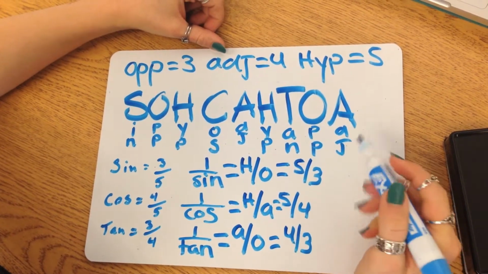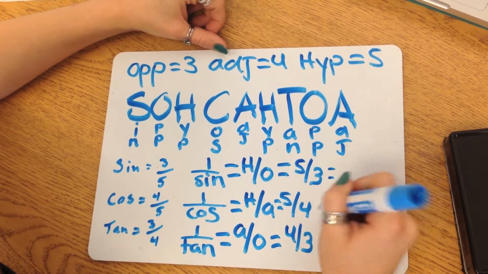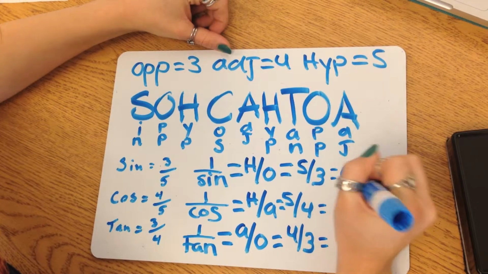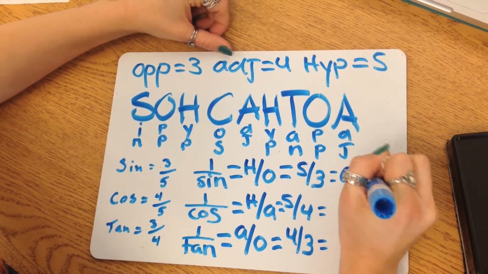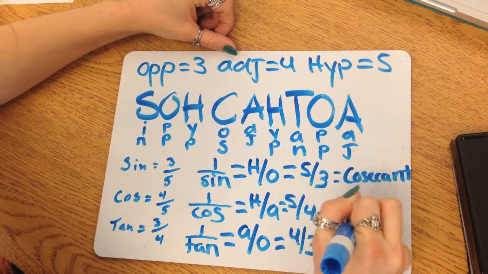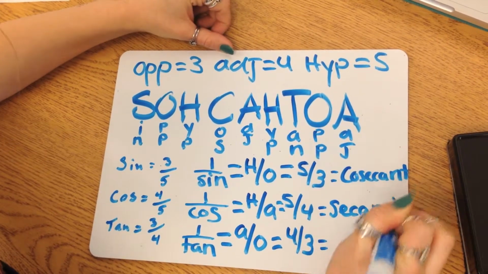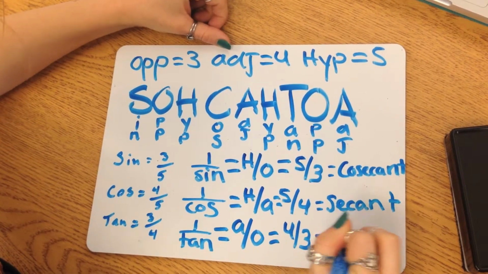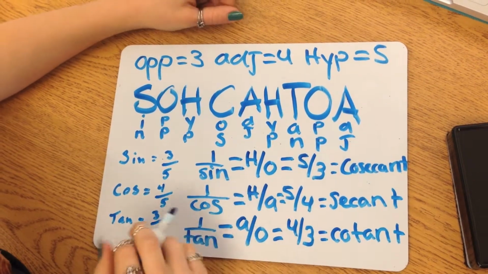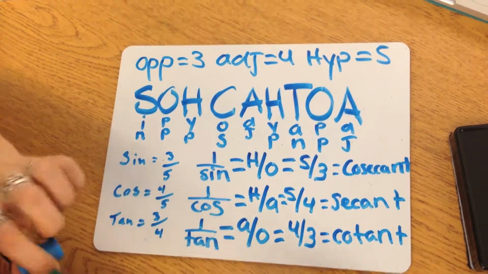And these new functions have additional names since they are the opposites. The opposite of sine is going to be cosecant. The opposite of cosine will be secant. And the opposite of tangent will be cotangent. And that's how you find all 6 trigonometric functions from a triangle.